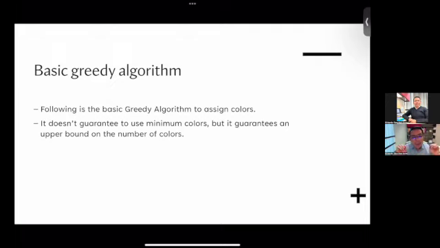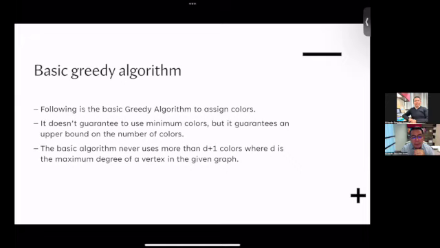Of course, we must be careful that this algorithm is not going to guarantee that we use the minimum number of colors. However, it will guarantee that we will get an upper bound on the number of colors. So whatever it says, it might be the maximum I could use. So that will give us some range maybe to consider.